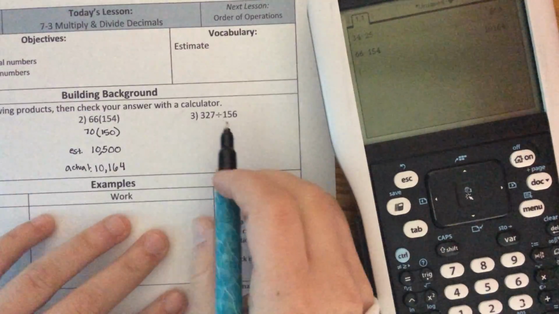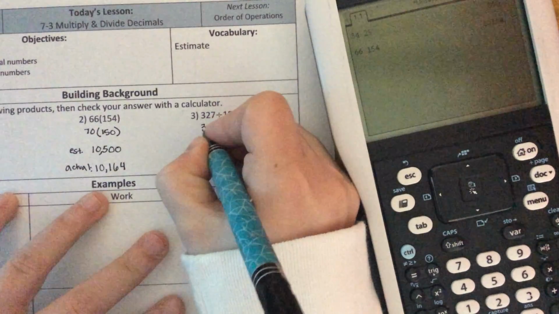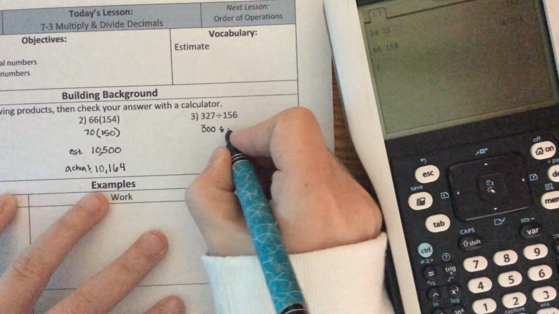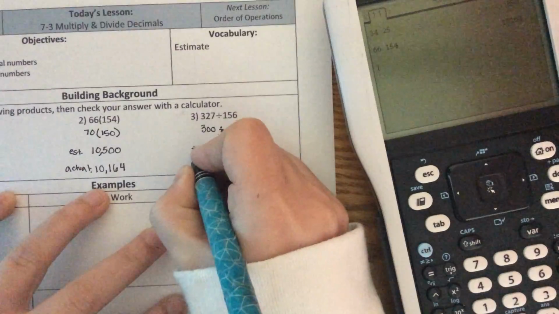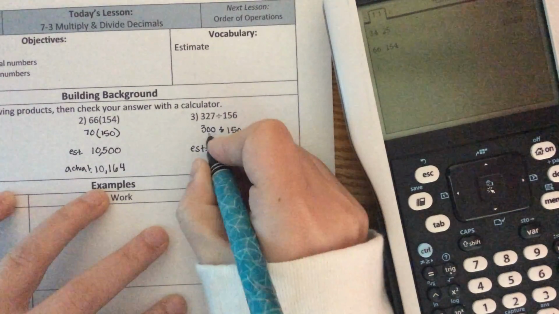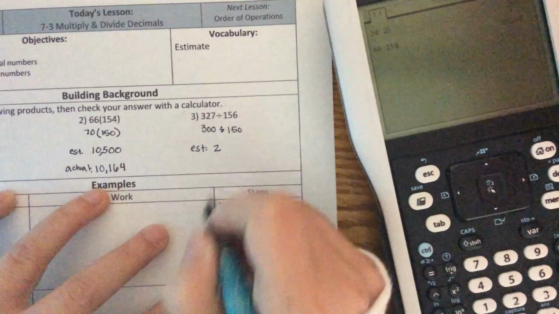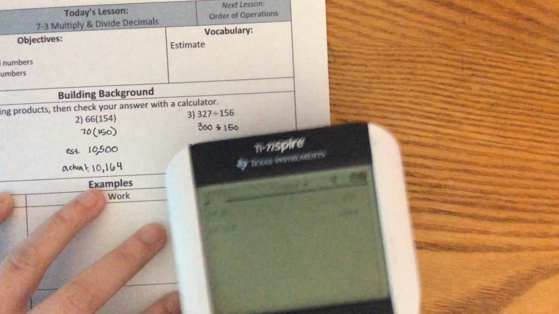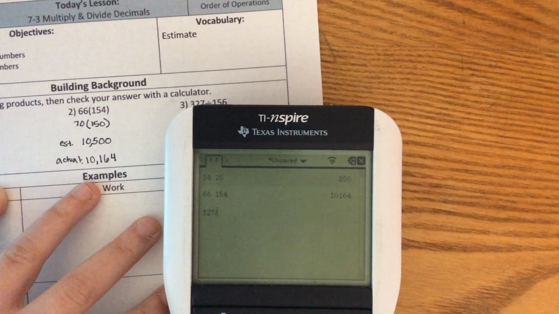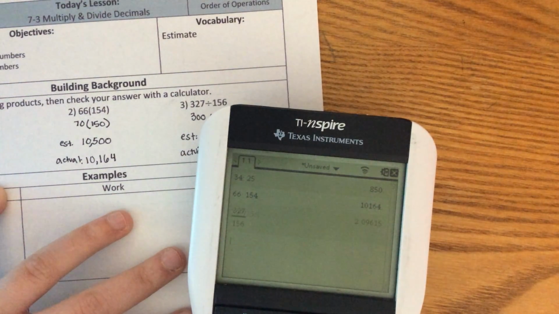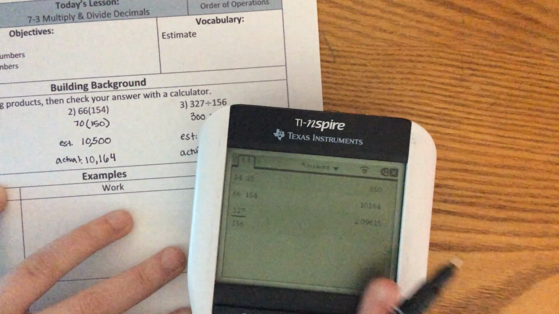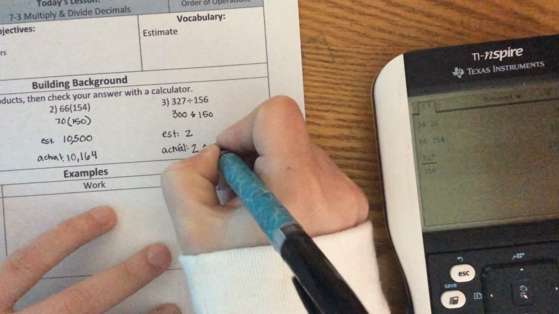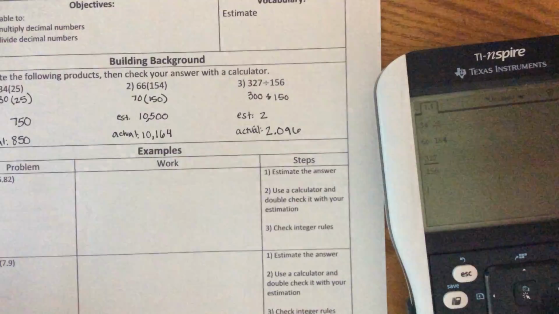Okay, last one. This one we're going to do division. So I'm going to round 327 to about 300 divided by 156. Normally I would round that up to 160, but then I'm going to get a decimal. So I'm going to keep it as 150. So my estimation is actually going to be 2, because 300 divided by 150 is only 2. Okay, my actual, use my calculator, 327 divided by 156. It's 2.09615, so about 2.096, 2 and 96 thousandths. So that was actually really close.